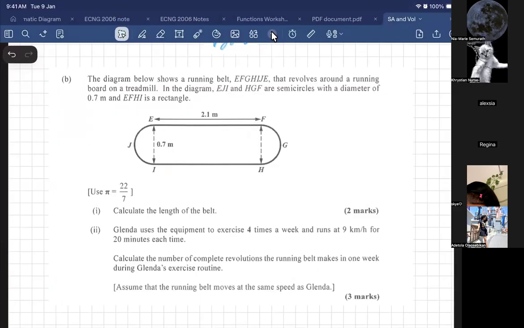The diagram below shows a running belt EFGHIJE that revolves around a running board on a treadmill. In the diagram, EJI and HGF are semicircles with a diameter of 0.7 meters, and EFHI is a rectangle. 1. Calculate the length of the belt. 2. Blender uses the equipment to exercise 4 times a week and runs at 9 kilometers per hour for 20 minutes each time. Calculate the number of complete revolutions the running belt makes in 1 week during Blender's exercise routine.